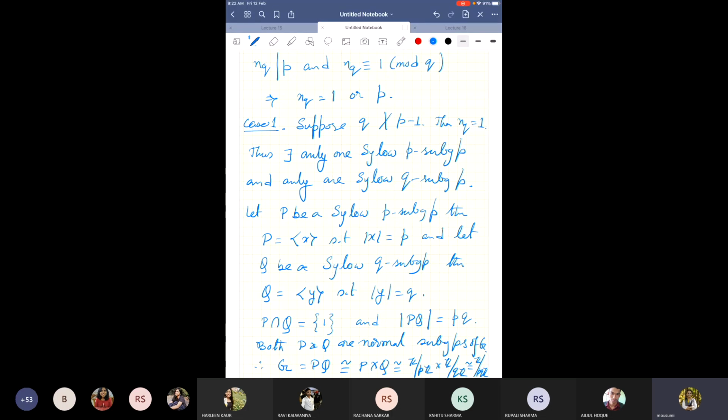Now we will consider the other case where Q divides P minus 1, and we will try to see in this case what is happening. Should I go to the next page? Yes, ma'am.